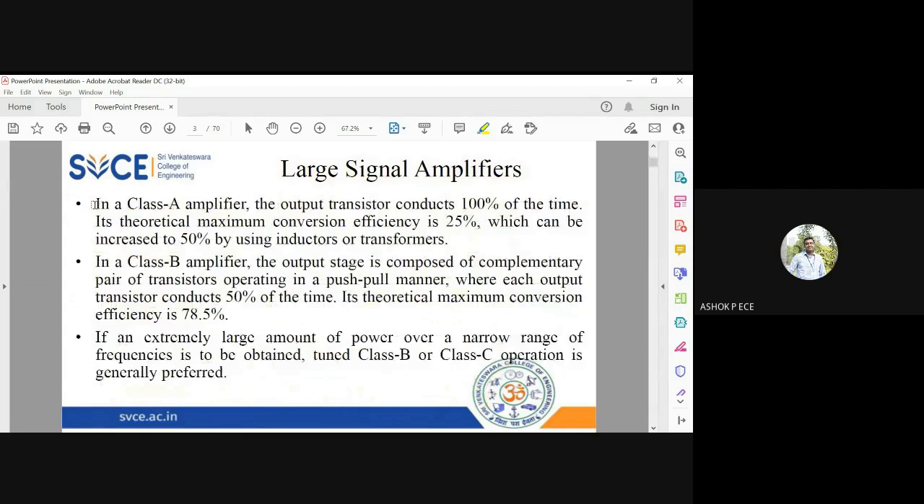So class A amplifier is the very first type of amplifier. The transistor will conduct for the entire time. Because the Q point is at the active region, the transistor will be working throughout the 100% of time. During 50% of time, it will be conducting your positive half cycle. During the next 50% of time, it will be amplifying your negative half cycle.